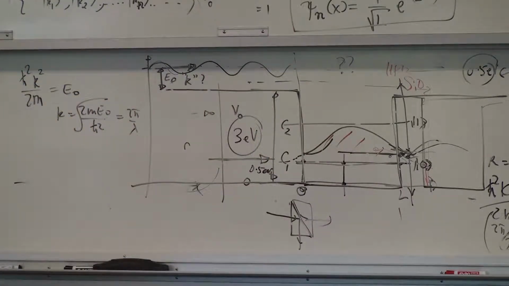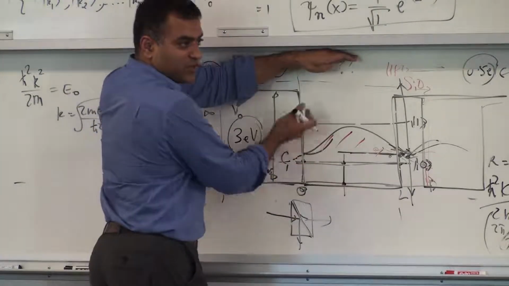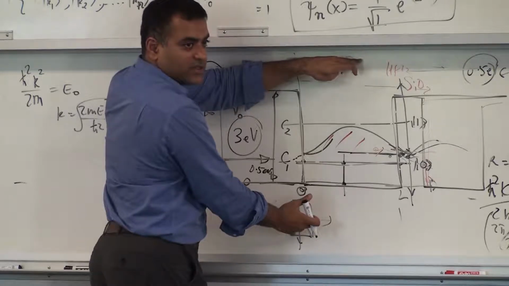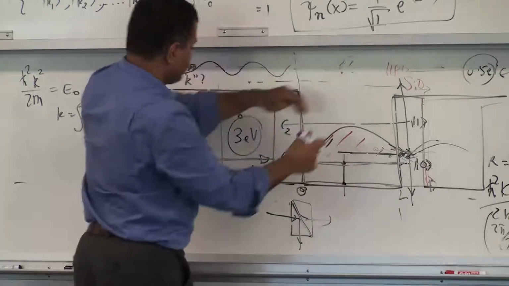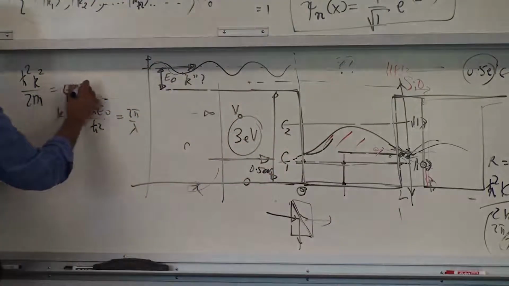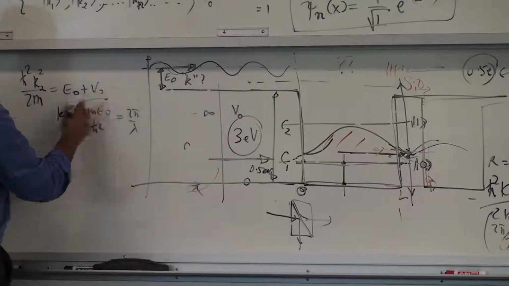Larger k, so the wavelength is smaller. It'll shrink, right? The wavelength has to get shorter. Why? Because suddenly it finds its kinetic energy is very large, because the potential energy just dropped. So the kinetic energy is very large, so the wavelength must shrink. The k has to go up, and in region 2 it's basically E0 plus this V0, right?